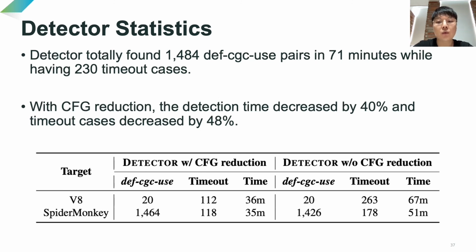We also showed that with the CFG reduction, the detection time decreased by 40% and timeout cases decreased by 48%. This highlights that the CFG reduction makes the detector module more scalable without any additional false positives.